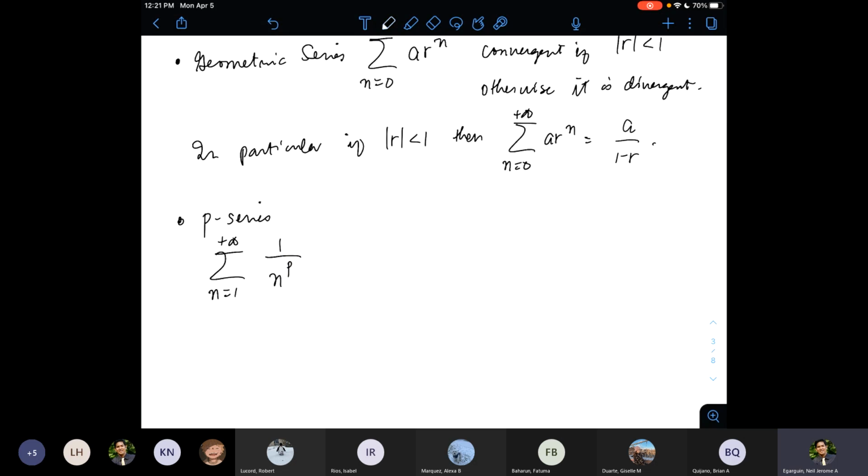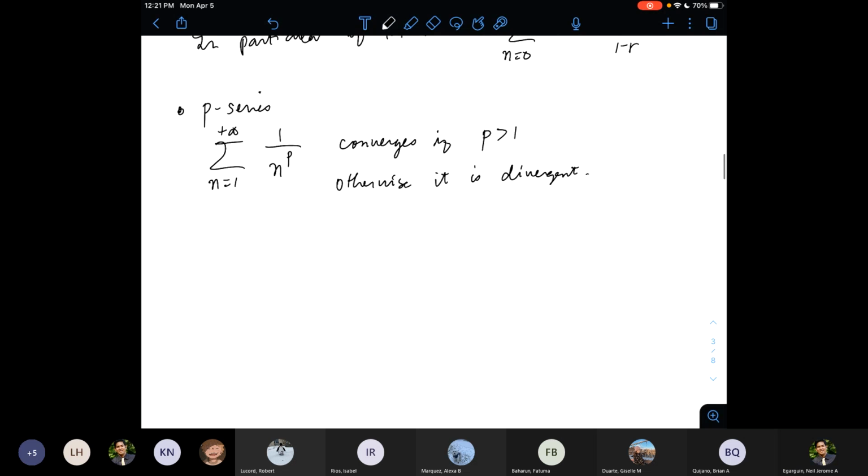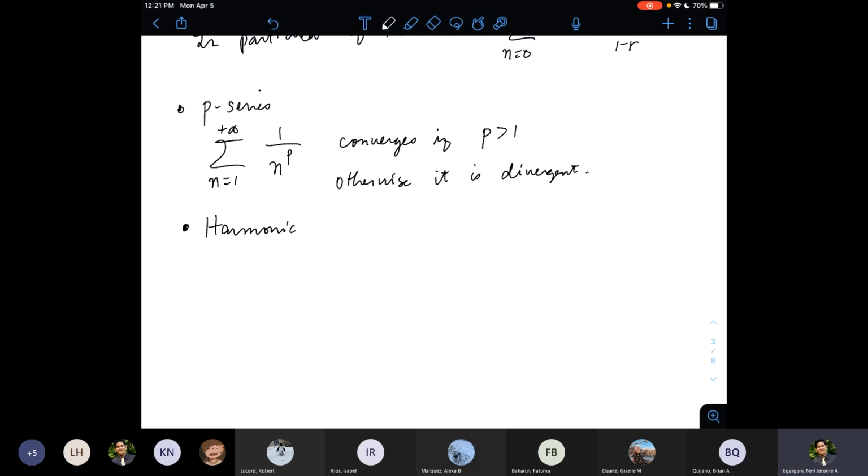So P series are convergent if the value of p is greater than 1. Otherwise, it is divergent. Okay, a specific example of the P series is the harmonic series, which is the summation from 1 to infinity of 1 over n.